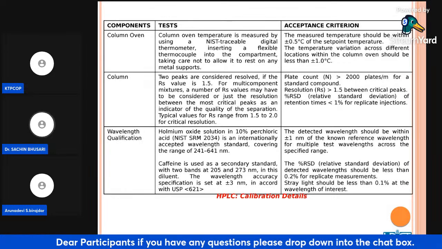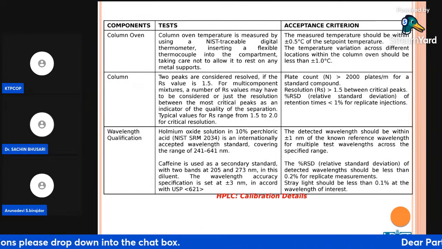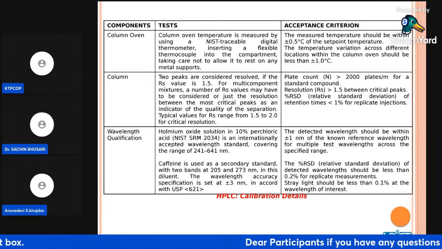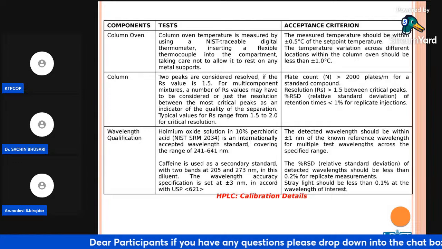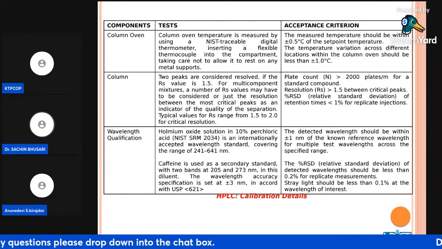Wavelength qualification is there. Holmium oxide in 10% perchloric acid is the standard. NIST traceable standard is that. Caffeine is also a secondary standard. So you have to calibrate the detector wavelength qualification by holmium as well as caffeine. So wavelength accuracy, precision is there. Percent RSD values are also written over there. So this is for the HPLC tool.